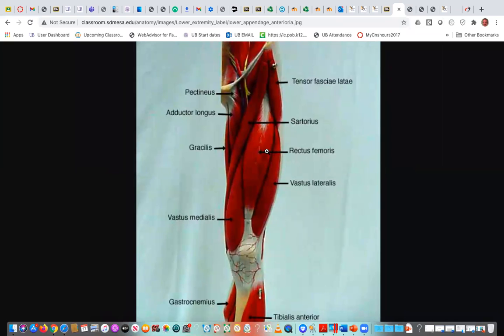All right, what else do we see here in the front? Well, we see 3 of the 4 quads, right? The quads are 4. Quadriceps means 4, but we see 1, 2, 3 of them.